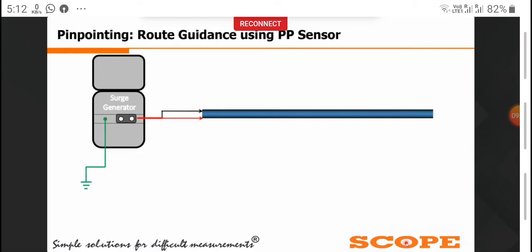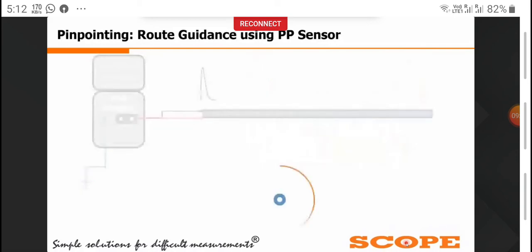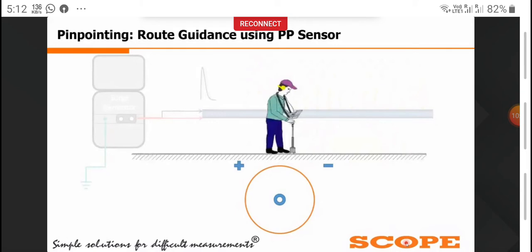Whenever we are applying the surges into the cable, a magnetic field is created around the cable. As in the surge generator, we are discharging the DC capacitors into the cable, a constant polarity magnetic field is created in the cable. As you can see here, the positive field is created at one side of the cable, and the negative field is created at the second side of the cable.